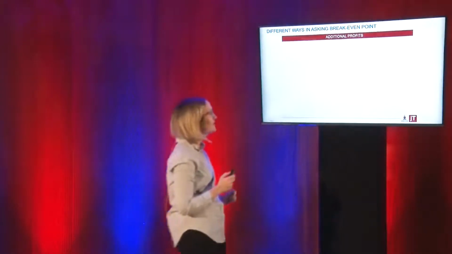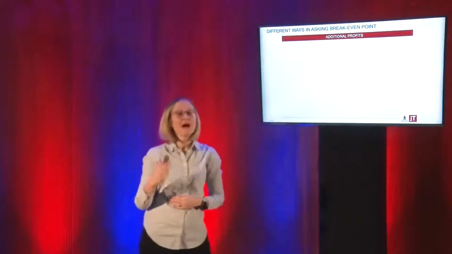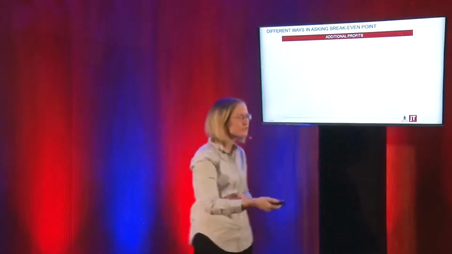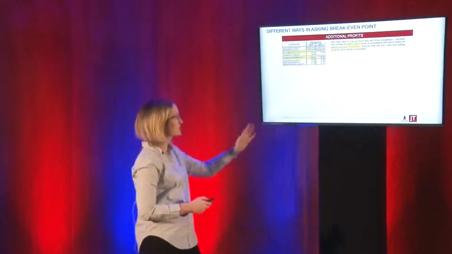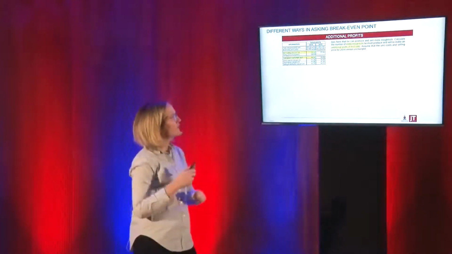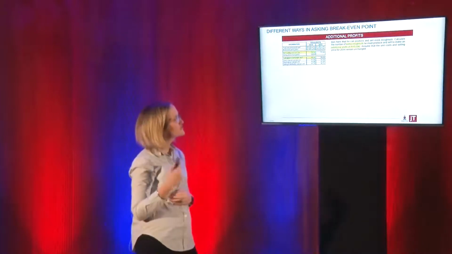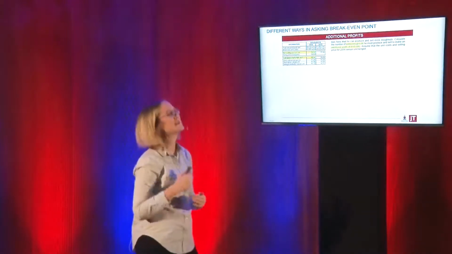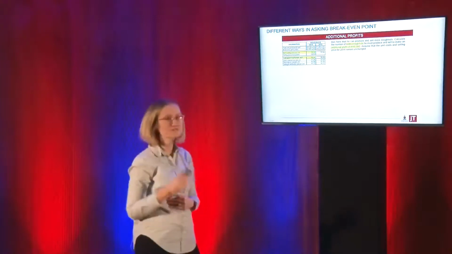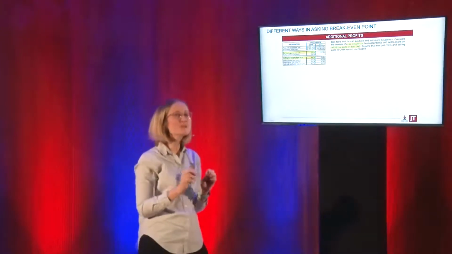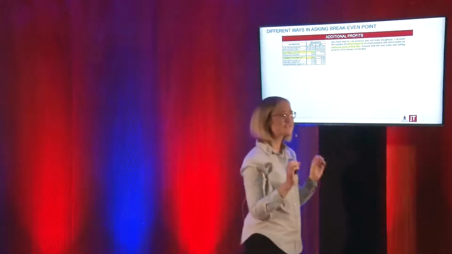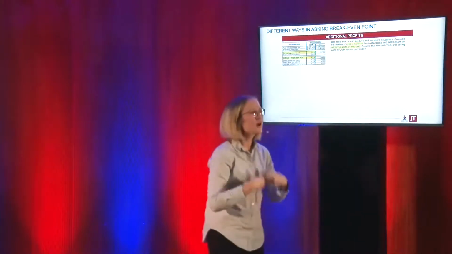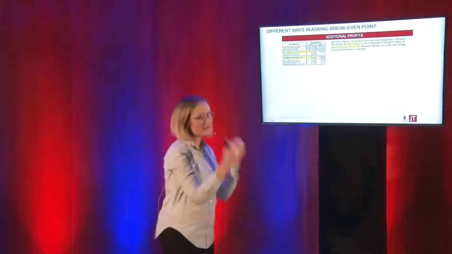Different ways in asking the break-even point. One, they can ask you, how many additional units do we need to produce to make additional profit? For example, the number of extra donuts that must be produced to make an additional 15,000 profit. Again, there are many different ways in which we can get to exactly the same answer, so I'm going to show you a quick, easy way.